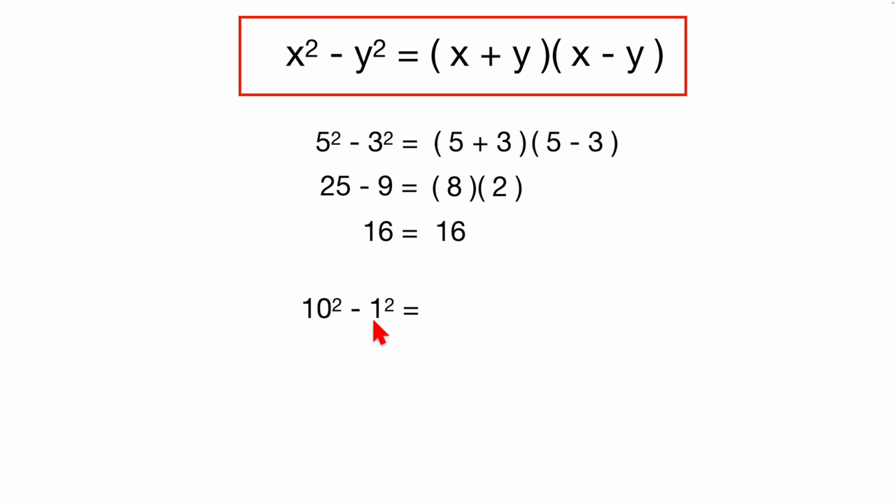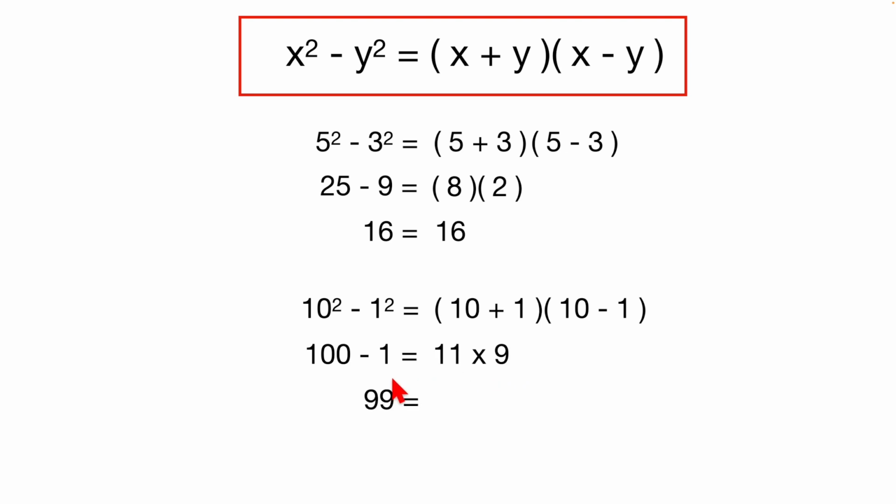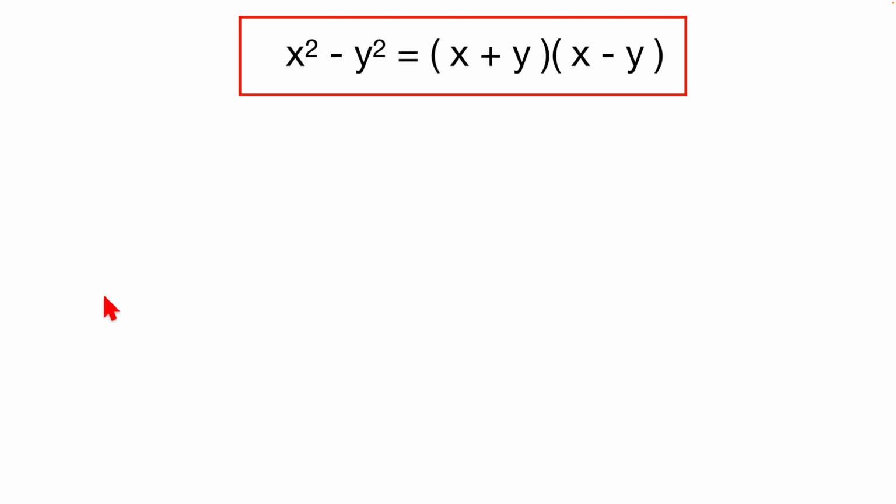10 squared minus 1 squared. Here x is 10, y is 1. So we have 10 plus 1 and 10 minus 1. And over here we have 100 minus 1, and here we have 11 times 9. 99 equals 99. Looks pretty good. Let's see if it works with variables. Well, I suppose we have to assume it does, because we're not going to put values into these variables.